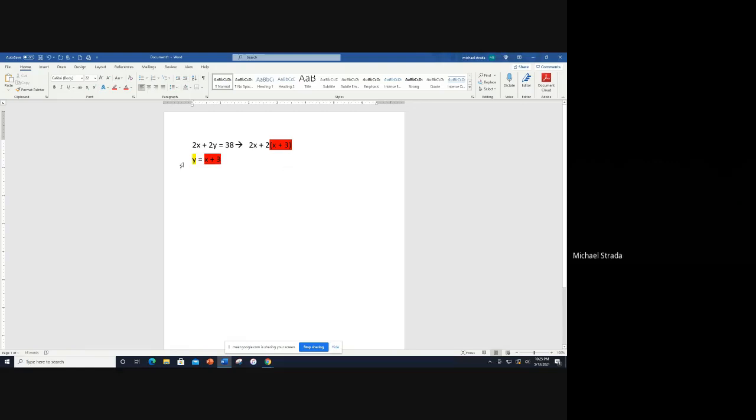I'm going to switch some colors so it's easier to see. I'm going to switch that to red. Actually, I'm just going to make that green. Make these yellow to make it easier for people to see.